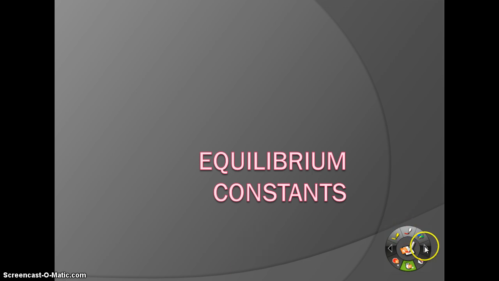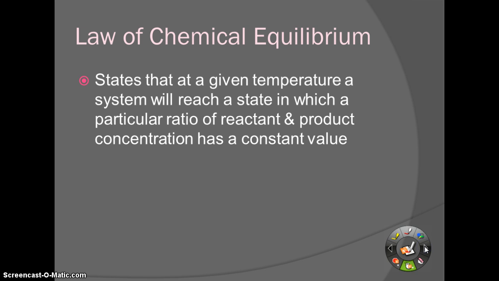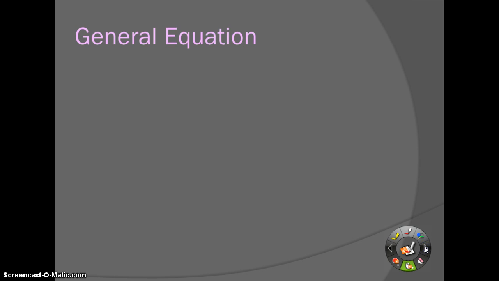So the equilibrium constant is going to be a value that tells you initially whether or not you're going to have more reactant or more product from the onset, before you even start doing the reaction. It states that at a given temperature, a system will reach a state in which a particular ratio of reactant and product concentration has a constant value. So this constant value is going to tell us whether we have more reactant or product once we have reached equilibrium. Ratio means we're going to be doing some division.